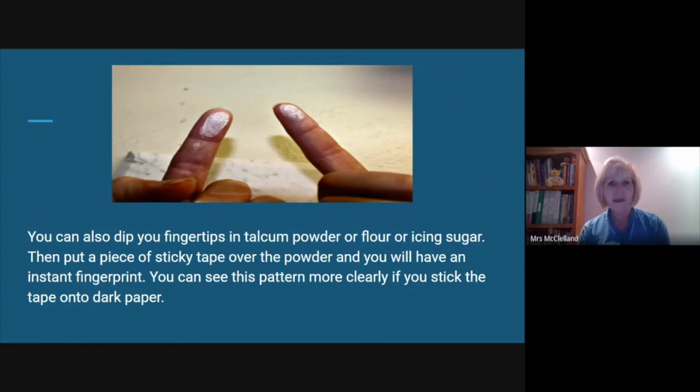You need to check that you can see the pattern. It's actually quite a nice way of looking at the patterns on your fingerprints because you can see them clearly marked out by the powder. And again, stick the tape down. You might want to do it on a dark piece of paper if you're using this method so that the white powder shows up well.